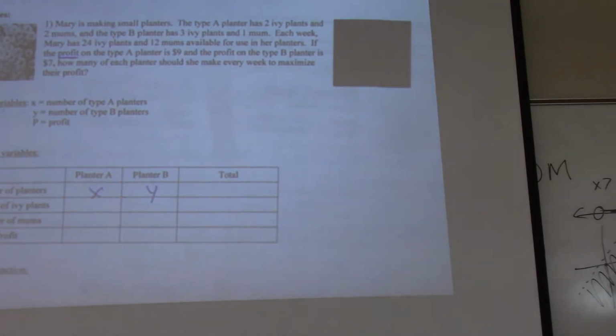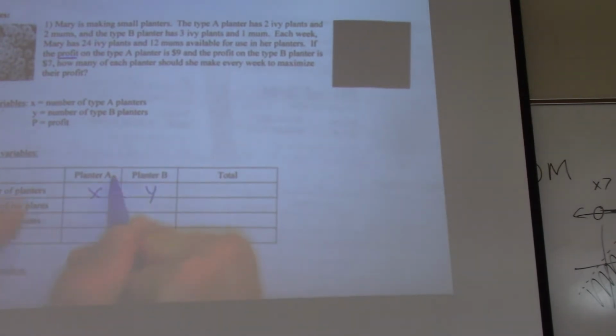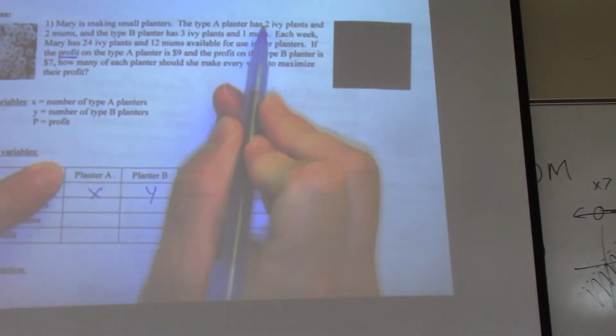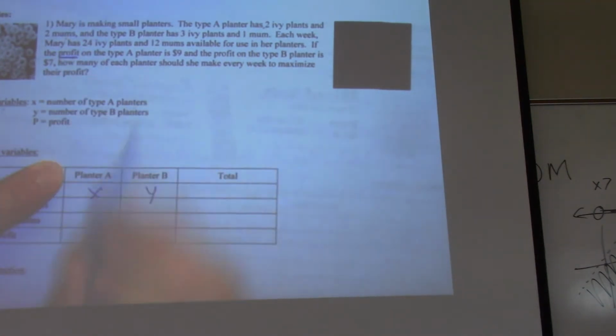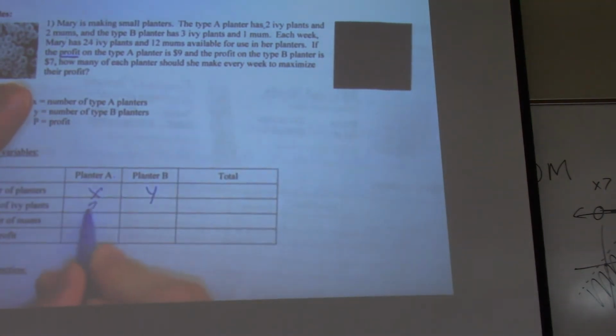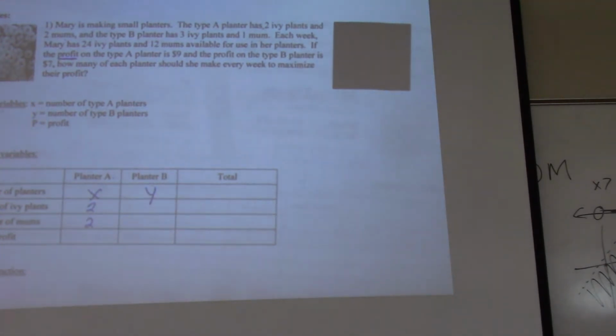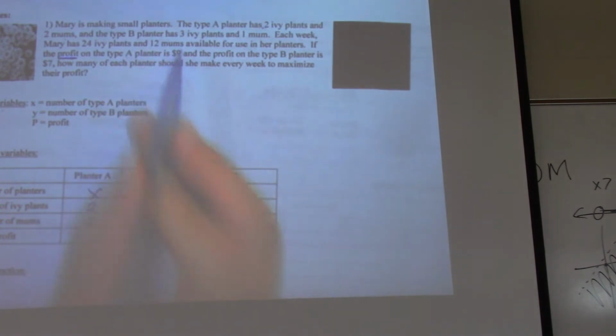Now the total is just x plus y. I'm not even worried about writing that in there. That's just, I mean, we add them all up, right? That's the total, okay? But that really doesn't have anything to do with what we're trying to accomplish here in this problem. What else do I know? Well, planter A has 2 ivy plants and 2 mom plants. So look, planter A has 2 ivy plants and 2 mom plants. Going straight down there. And if I really want to, I could keep going. The profit for the type A planter, it says it right here, is $9.